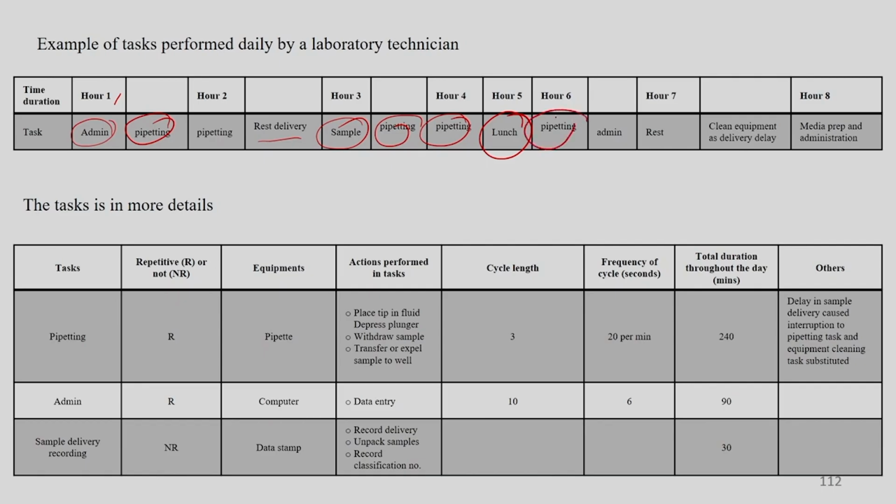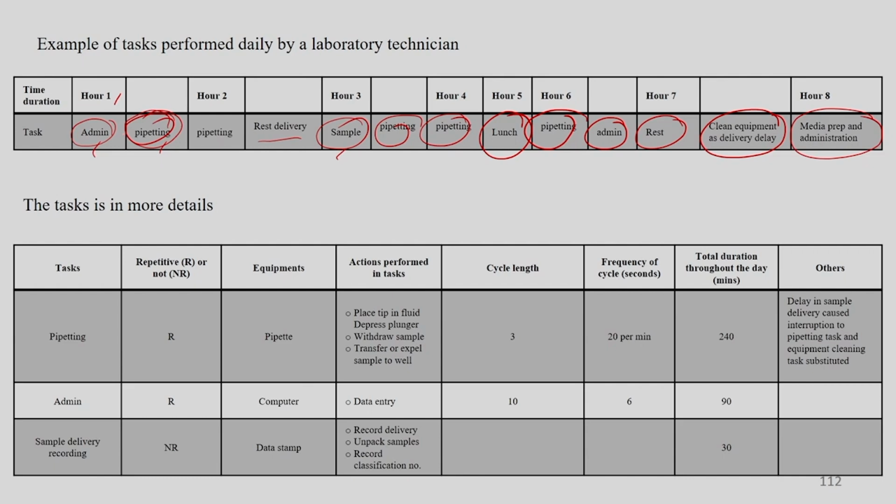On the 6th hour again he is doing pipetting, then some small admin work and then taking some kind of rest, cleaning the equipment, and maybe there is some kind of delay, so he is waiting, and then media preparation and the administration he is doing at the last hour. Now once you see there are so many jobs, one major activity is admin and pipetting, right. In some cases sample collection as well. So this pipetting is the major job that you find while doing the whole day analysis.